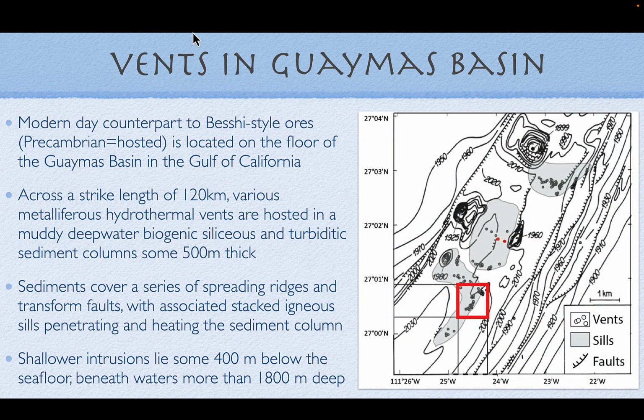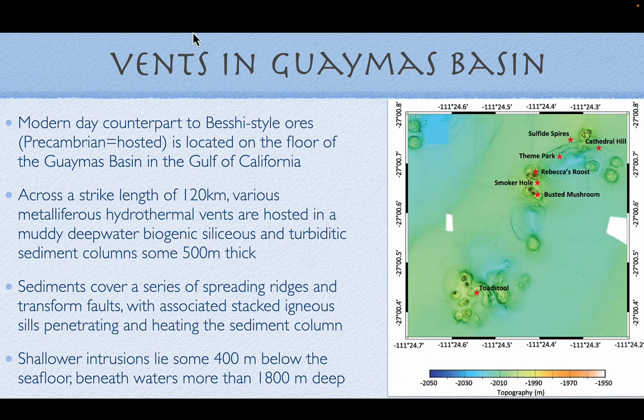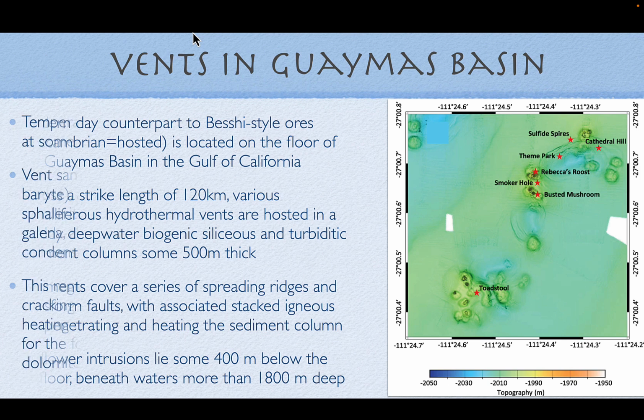This map is showing you the distribution of the various vents and the documented underlying doleritic sills indicated in grey. The red is showing you the area of the next image, showing you the position of various hydrothermal rich associations on the floor of the Guaymas Basin in water depths in excess of 1800-1900 metres.